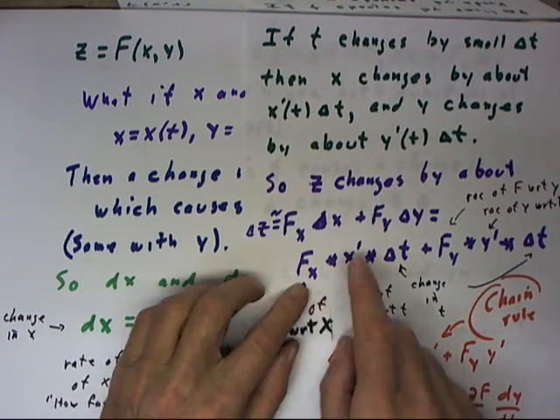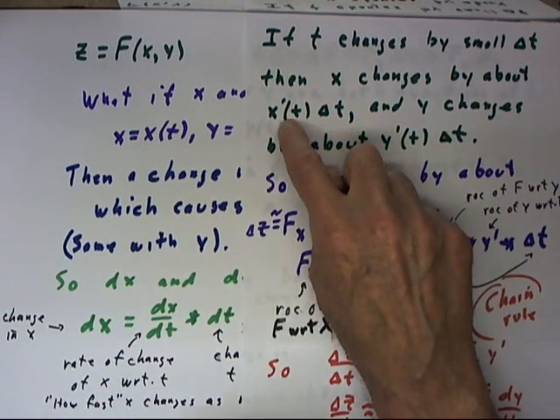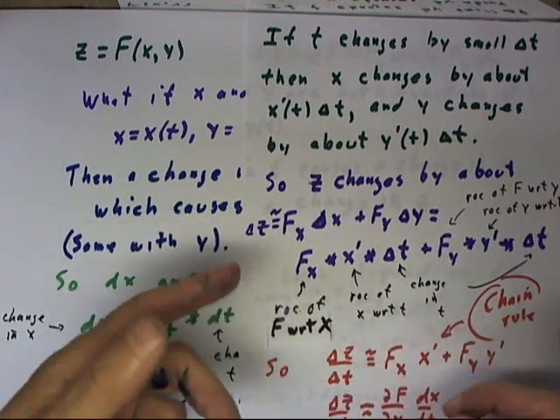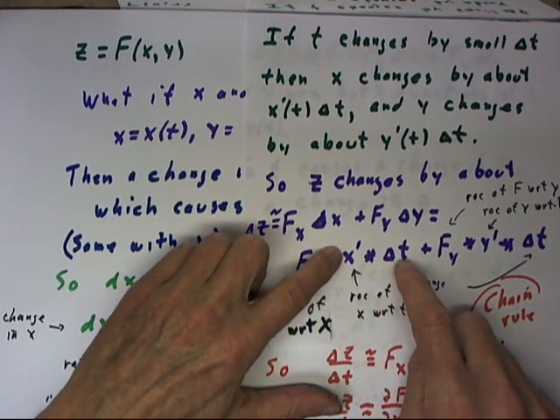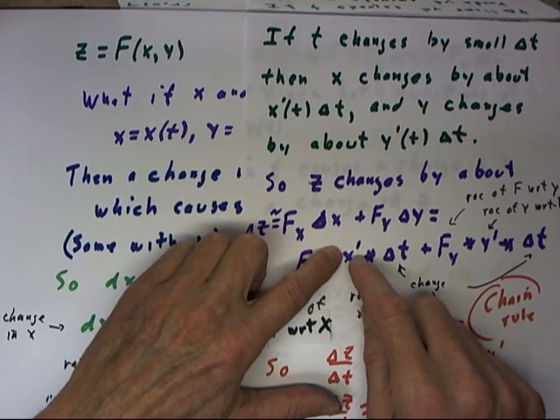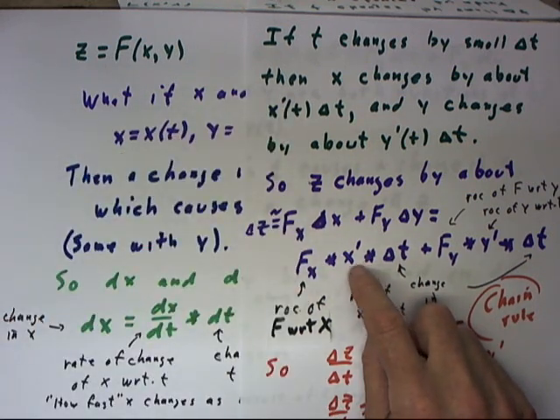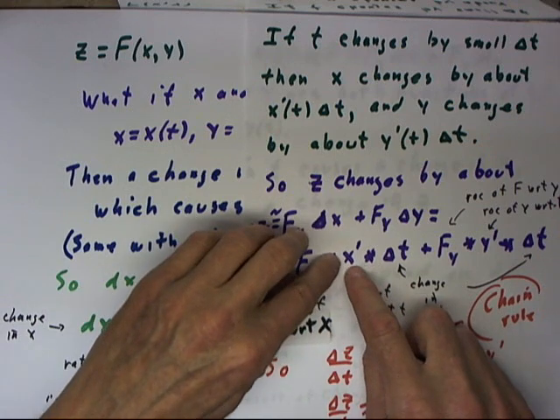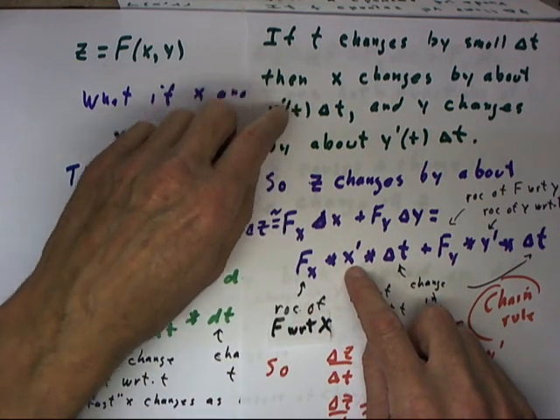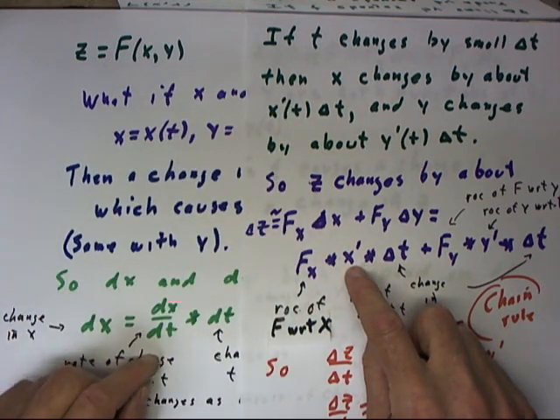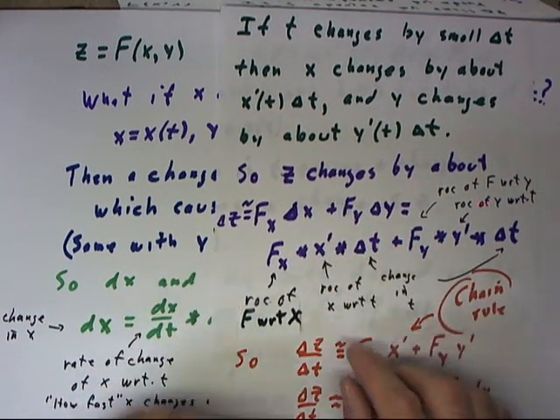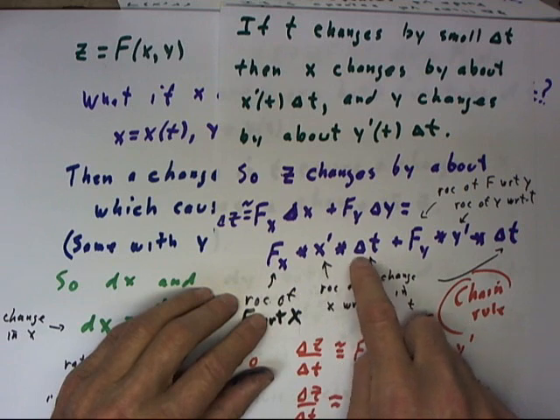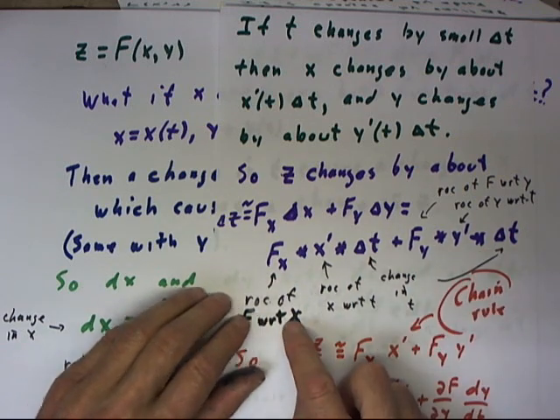Now, what's the change in x? The change in x is x prime of t dt. That's easy enough to understand. So here's our x prime times delta t. Now, I didn't write the x prime of t. I suppressed that part of the notation, but we understand that x prime of t means dx dt. If we look at this expression, of course, we're going to have a similar expression for y.